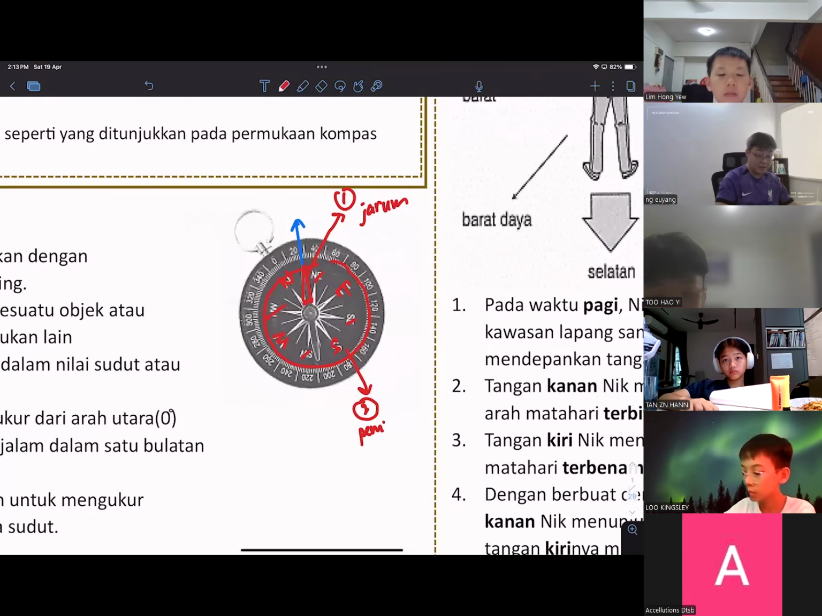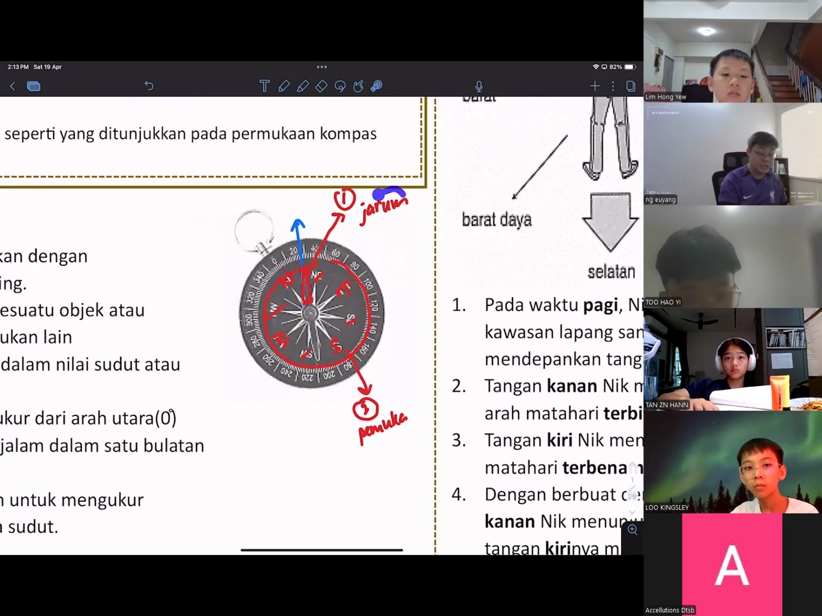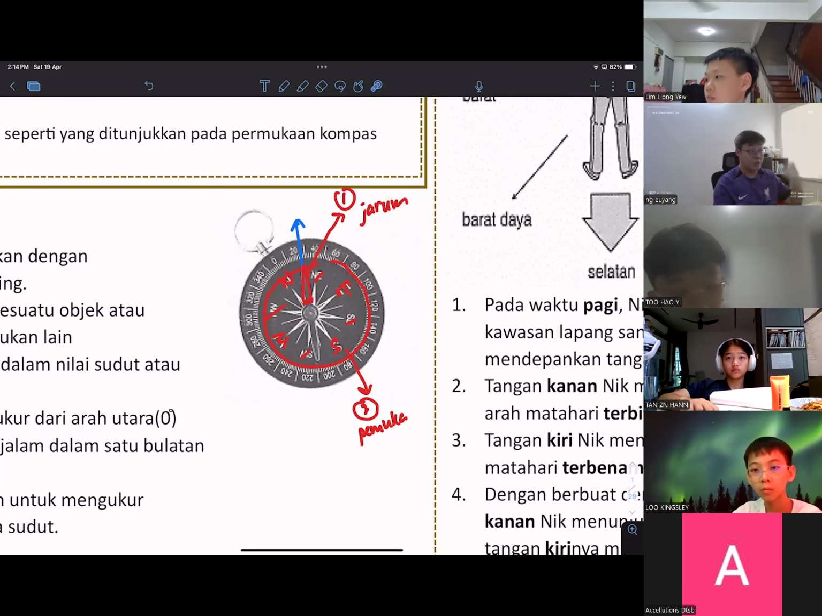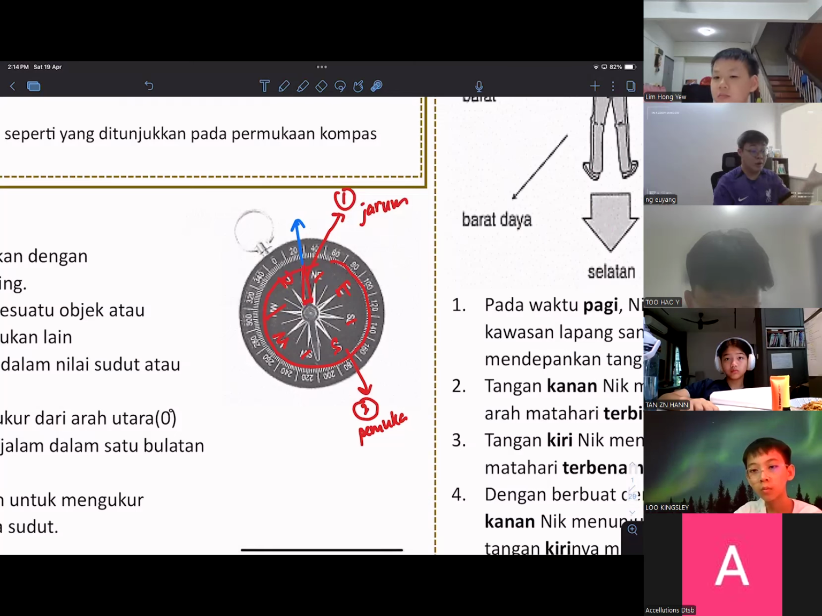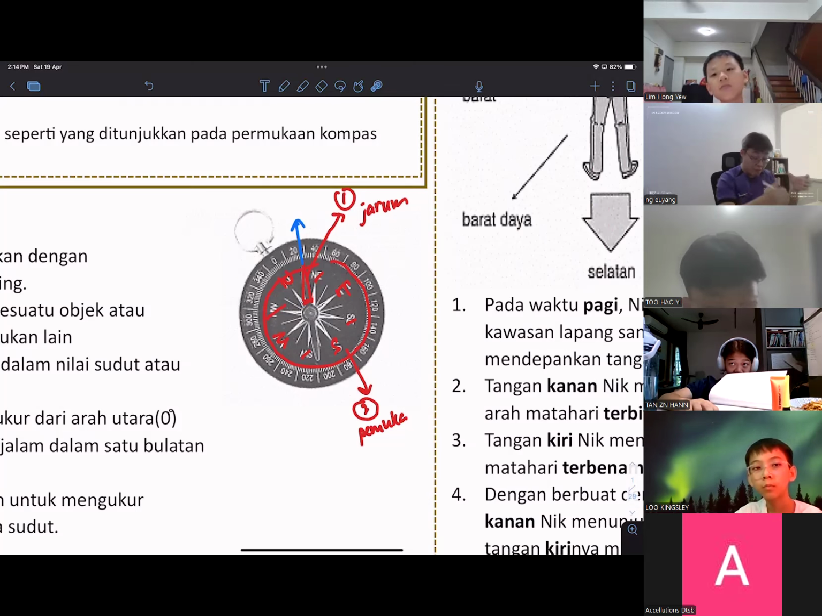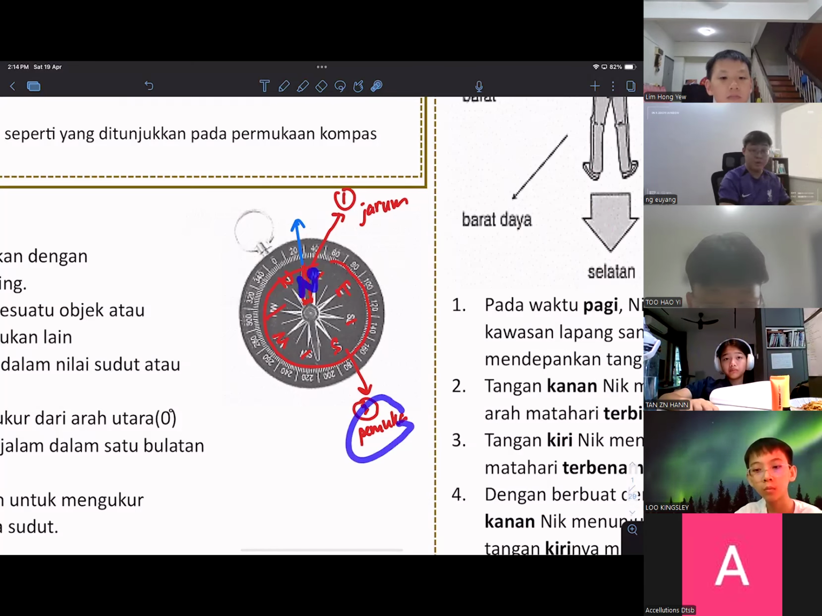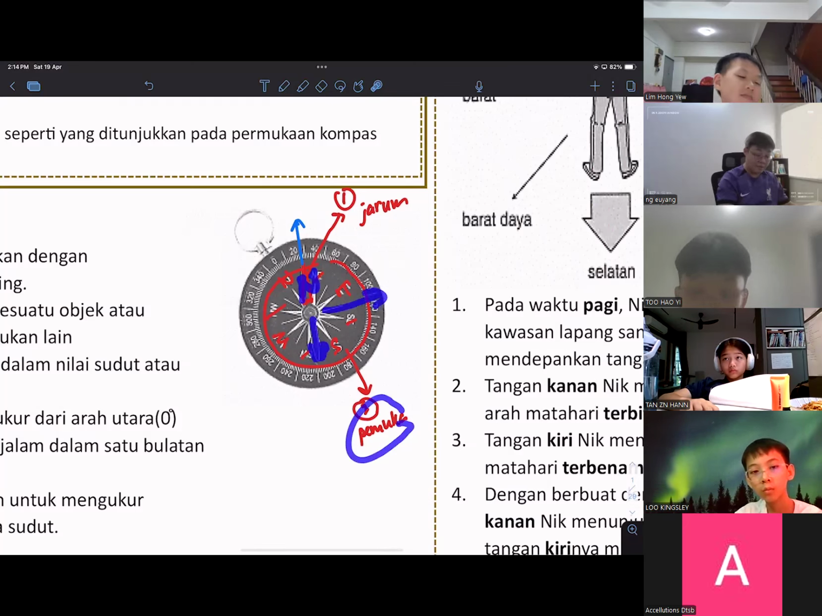Okay, the surface to jot down all the directions: north, east, south, west. So this is the permukaan. As long as the north is aligned with the jarum, because the jarum always points toward the north side, as the north pole has the strongest gravitational pull, the needle is affected by the force and points to the north directly. So as long as we adjust the compass so that the north aligns with the jarum, this is how we identify that this is the east, this is the south, and this is the west.